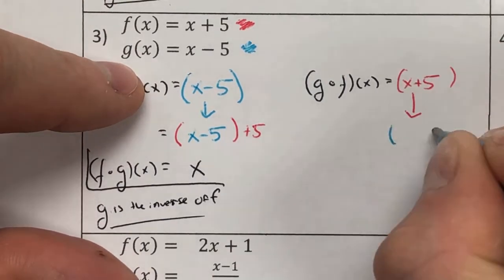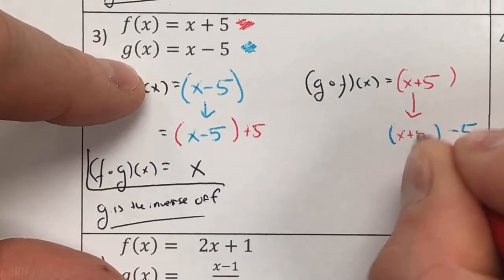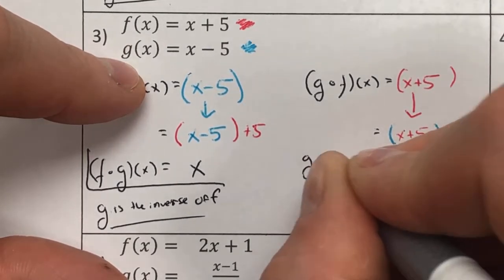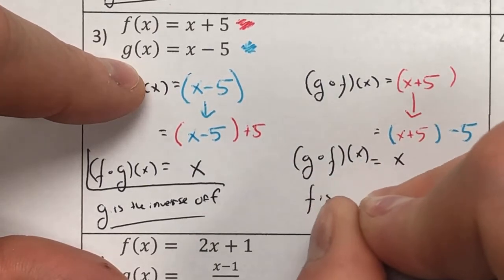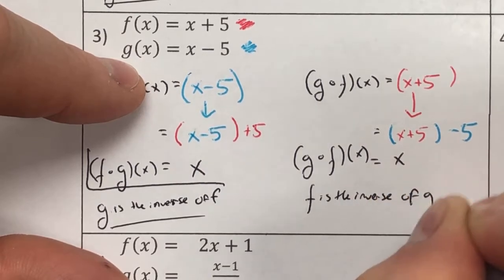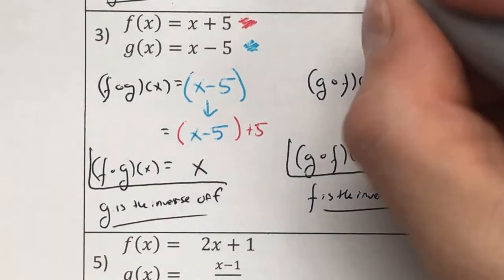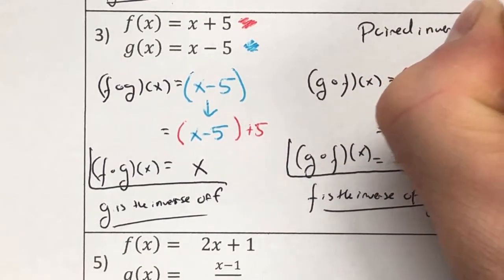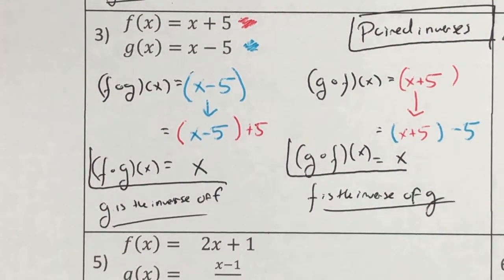So I have a blank minus 5, which is what I'm plugging in. x plus 5 minus 5, which is going to give me x. And so now f is the inverse of g based off that information. So again, we have ourselves nice little paired inverses. I'm not sure why inverses is so difficult to write, but I'm struggling with it right now.